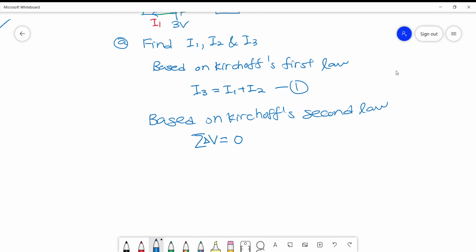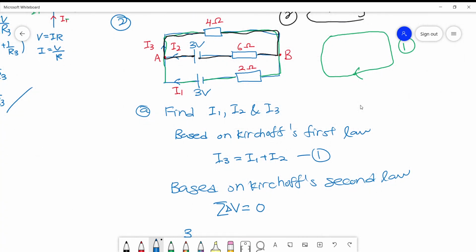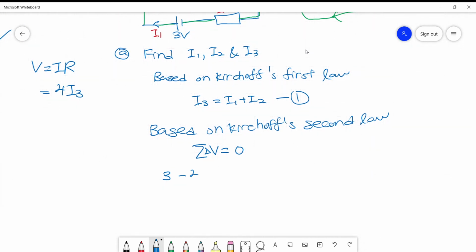What we get is 3. Moving on to the upper part, we finally reach this third resistor. Since the potential difference V equals IR, the potential difference across this 4 ohm resistor is 4I3. This is the region for I3, so what we need to do is minus 4I3.